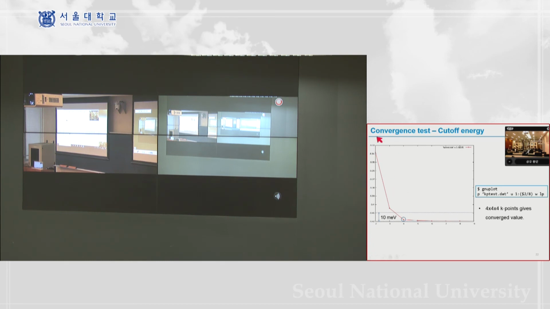So, for example, in this case, we can say that the 444 K points, 4 by 4 by 4 K points grid gives a converged result because it is within 10 milli-electron volt error per atom. So in this diamond silicon system, we can use a cutoff energy of 300 electron volt and a 4 by 4 by 4 K points grid.